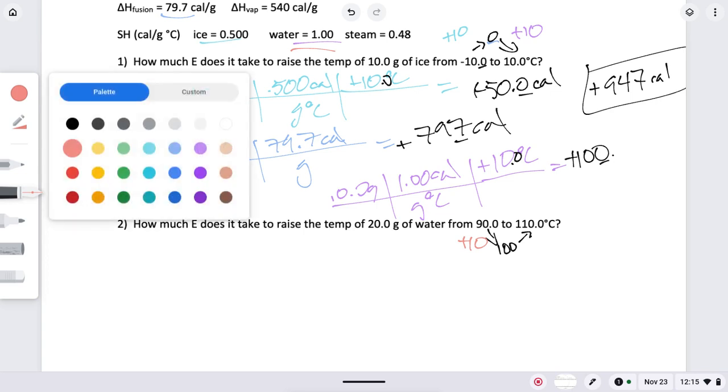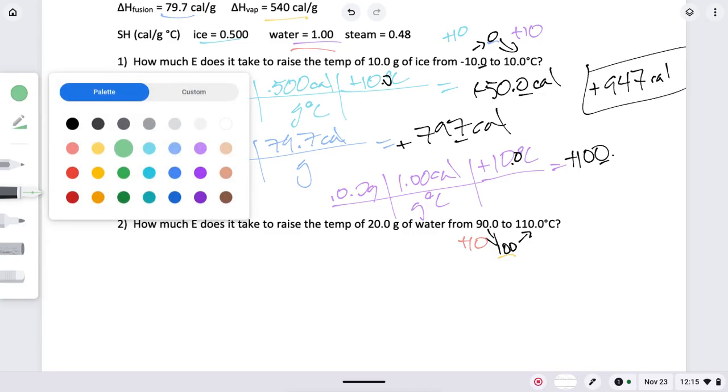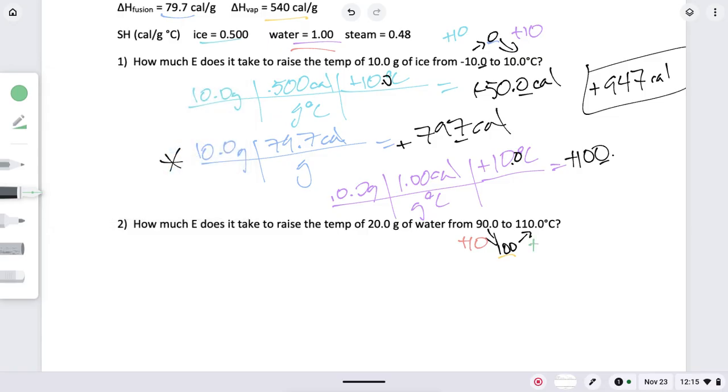You're going to do a state change at 100 where you're going to vaporize that liquid. So you're going to use your 540 calories per gram. And then you're finally going to have another plus 10 temperature change that's now going to be steam. That's going to be a gas, that water at that point. So 3 equations, figure out what the answers to each are, add them together, round appropriately, you're good.